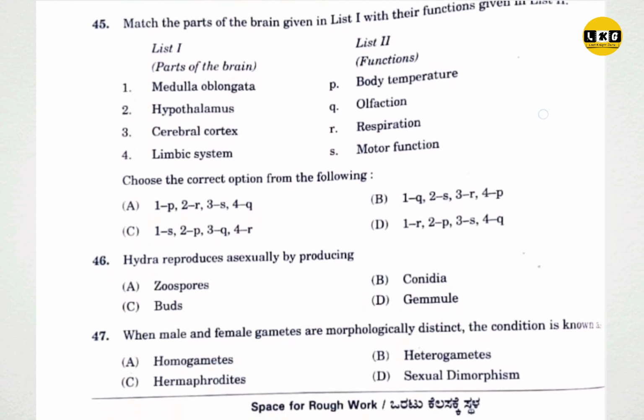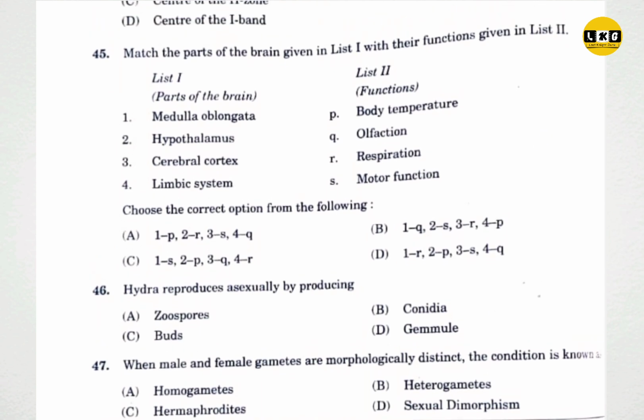Next, 45th question. Match parts of the brain given in list 1 with their function given in list 2. Let's see. First one, medulla oblongata. Medulla oblongata helps in respiration. Next, hypothalamus in maintaining the body temperature. Next, cerebral cortex in motor function. And limbic system is in olfaction. So option D is the correct one.